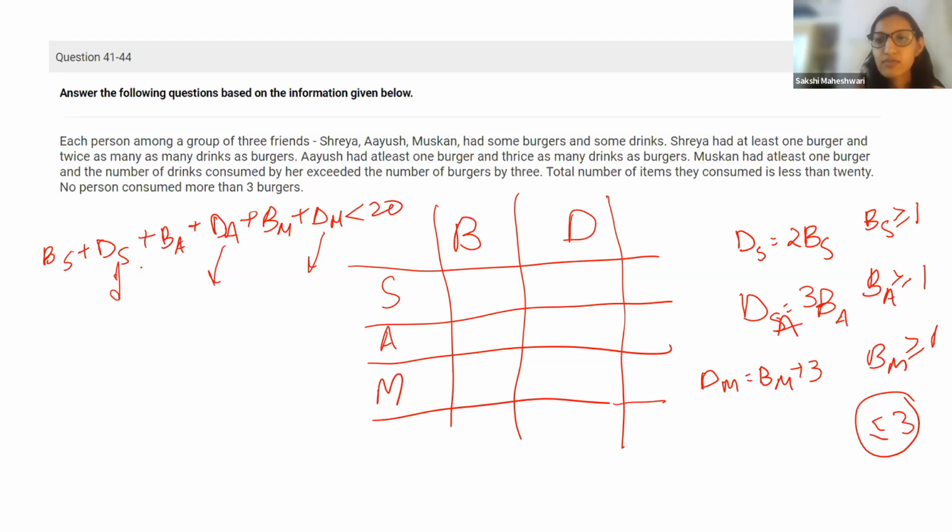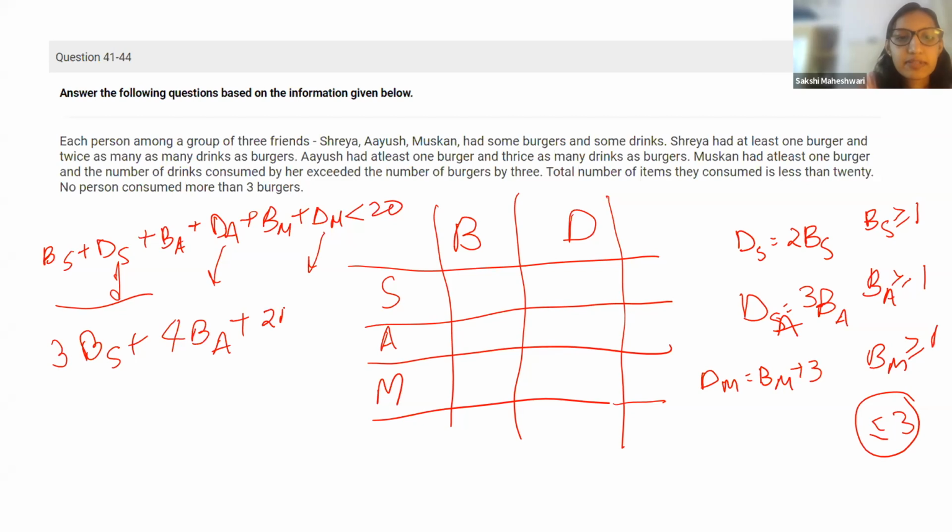So DS is 2 BS, so this will become 3 BS, plus DA is 3 BA, so this will become 4 BA. And then DM is BM plus 3, so this will become 2 BM plus 3. So 3, I'm sending it to that, and this becomes 17. Okay. Are you clear with this? Yeah, you can definitely expect such sets in CAT.